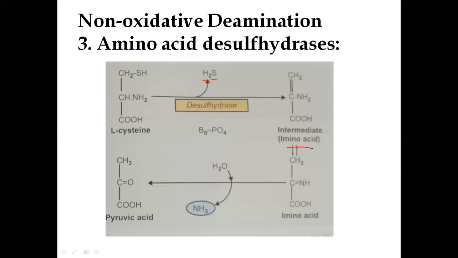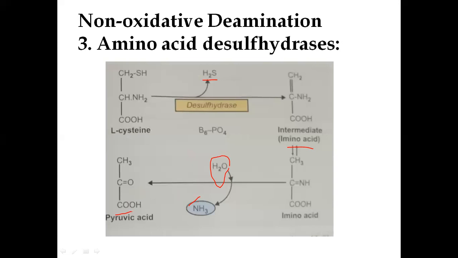So this amino acid will be hydrolyzed. It will combine with a molecule of water, and at the same time it will remove the amino group in the form of NH3. It will undergo spontaneous deamination, and again the carbon skeleton will be converted into pyruvic acid. So this is regarding non-oxidative deamination of sulfur containing amino acids.